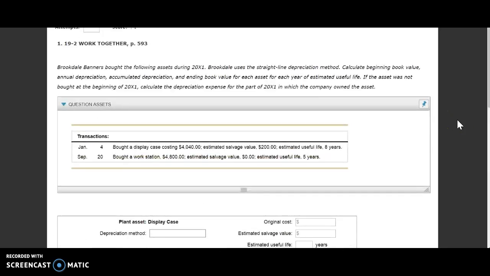Brookdale Banners bought the following assets during year one. Brookdale uses the straight line depreciation method. You're going to calculate beginning book value, annual depreciation, accumulated depreciation, and ending book value for each asset for each year of estimated useful life. If the asset was not bought at the beginning of year one, you need to calculate the depreciation expense for the part of year one in which the company owned the asset.